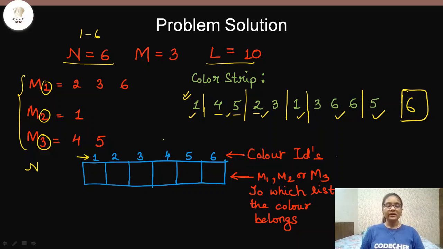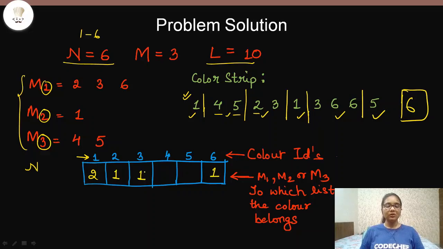And what will you store in this array? The element at each index will be the list to which that color belongs. See, here the first color belongs to the M2 list, so here we'll write 2. This 2 denotes that the color with ID 1 belongs to the second list. Now the second color belongs to the M1 list, so we will write 1 here. 3 also belongs to M1 and 6 also belongs to M1.